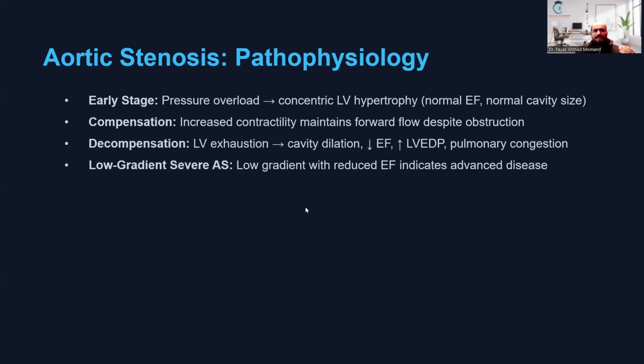Sometimes patients like this can decompensate. Left ventricle gets exhausted, it gets dilated, and they present with acute decompensated heart failure, reduced ejection fraction, pulmonary congestion, etc. Now, sometimes severe aortic stenosis may have low pressure gradient, but ejection fraction could be reduced. This would indicate that the disease is very advanced.